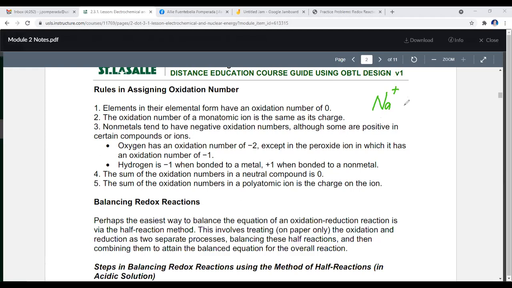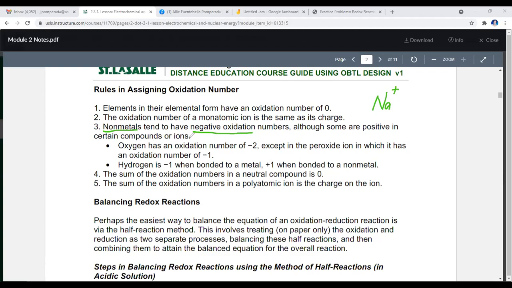Now, nonmetals tend to have negative oxidation numbers. Take note of this. Nonmetals have negative oxidation numbers, although some may be positive in the case of other compounds, especially polyatomic ions. So not all nonmetals have a negative oxidation number at all times. When your nonmetal is part of the elements comprising a polyatomic anion or cation, then that nonmetal may not have a negative oxidation number.